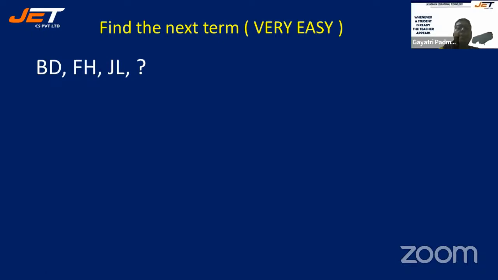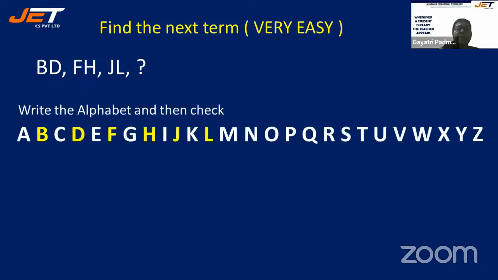We have BD, FH, JL. This is also very easy. Let's write down the alphabets. I'm giving you 1 minute to very quickly find out and do it. Meanwhile, let me explain. See where B, D is. After B, there is one letter left, right? And after D, one letter we are leaving. Next, we are writing F. After F, one letter we are leaving. We are writing H. After H, we are leaving one letter and then we are writing J. And after that, one letter we are leaving and then we are writing L.